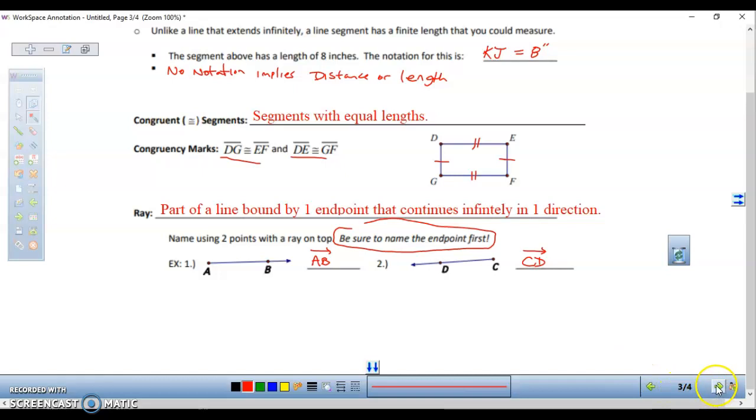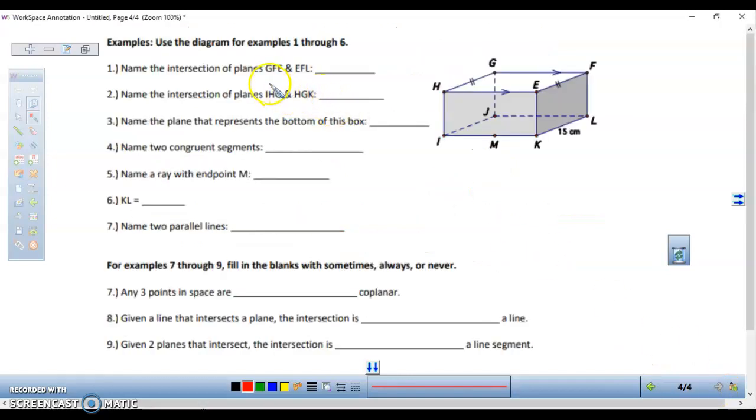All right, a couple examples real quick. Name the intersection of plane GFE and EFL. GFE is the top of the box, and EFL is the right side of this box. Well, they intersect right here. Now remember, planes go on forever, so do their intersections. So they intersect at line EF. If I ever ask you where planes intersect, and they intersect each other, it's always a line.